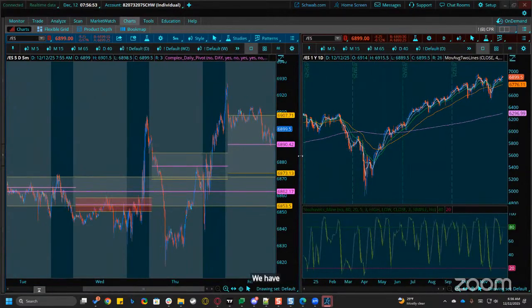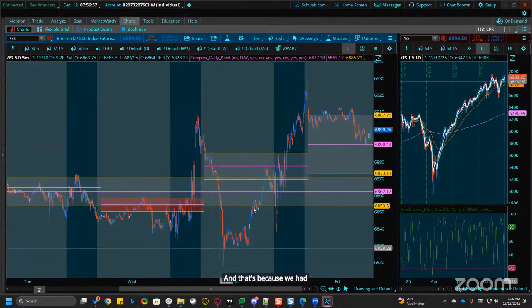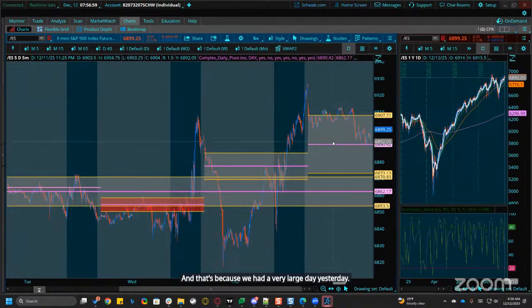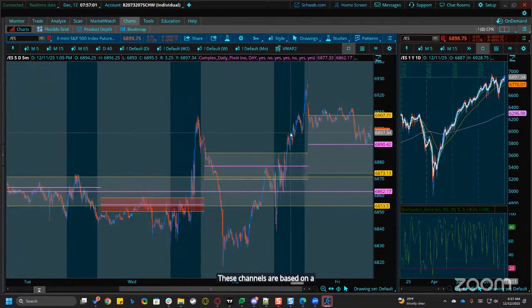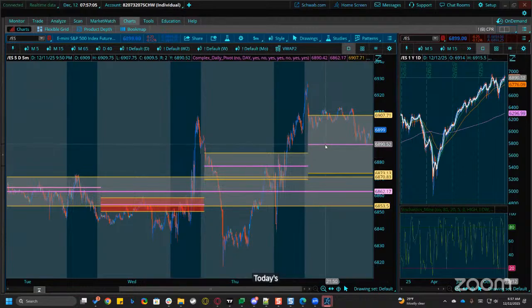We have a very wide channel today, and that's because we had a very large day yesterday. These channels are based on a math formula that looks at the previous day's price action. Today's floor pivot is higher than yesterday. That's bullish. Price opened above it. That's also bullish. We've hit it and stayed above it. That's also bullish.